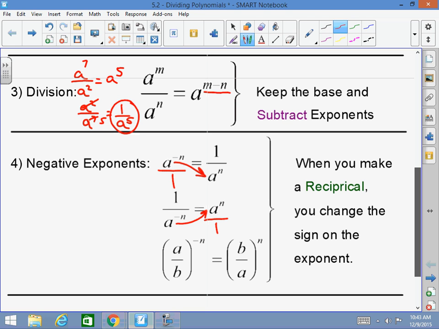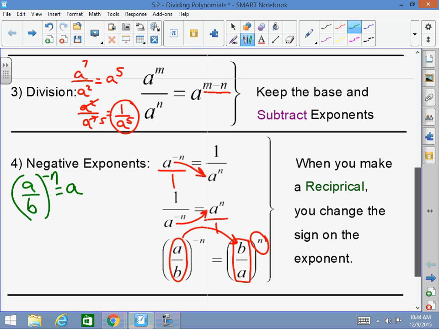And if I have a over b to the negative n, I can flip the inside of the parentheses. I can make it b over a, and I change the sign of the exponent. I do not change the sign of what's inside the parentheses. You could distribute the negative. You could make it a to the negative n over b to the negative n, which equals b to the n over a to the n when you make them positive.